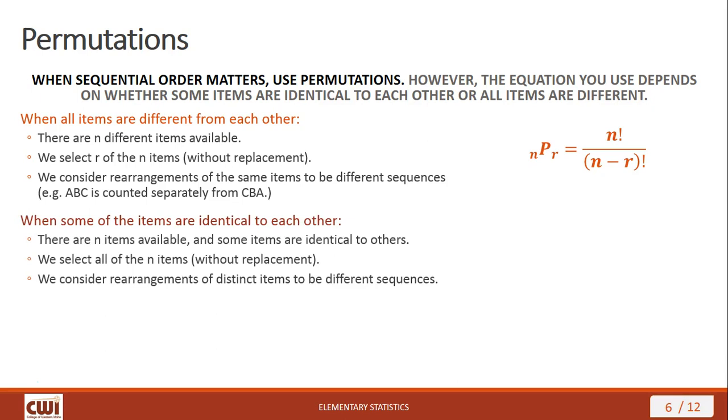When some of the items are identical to each other, then you're going to use a different equation. And this is the equation that you'll use. You'll take n factorial on top, but then on the bottom, you're going to take n1 factorial, n2 factorial, nk factorial, and these are basically factorials for each of the different items that are repeated in your sequence according to the number of times that they're repeated. Let's look at some examples to illustrate how each of these different equations are used.